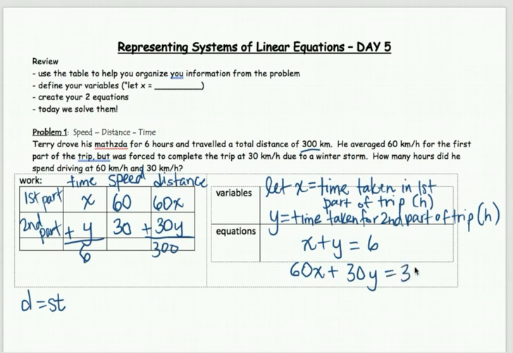And then this is as far as we went the other day, okay? All right, but now we do actually want to figure out what the x and y values are, what the actual times for the first and second part of the trip are. So we're just going to review the tools that we've picked up so far.